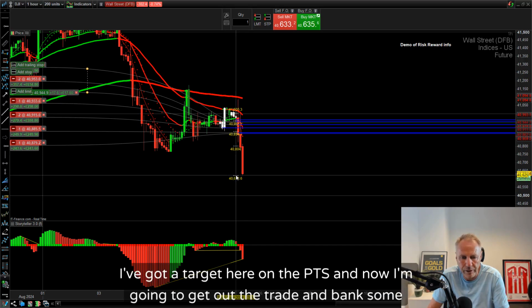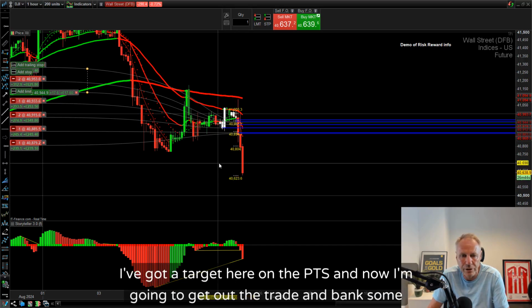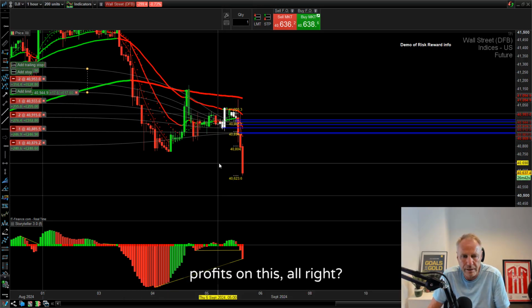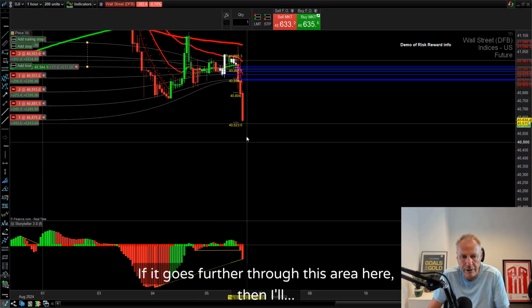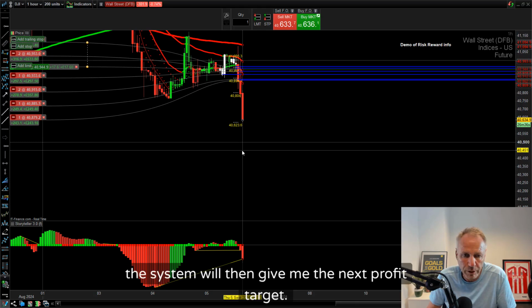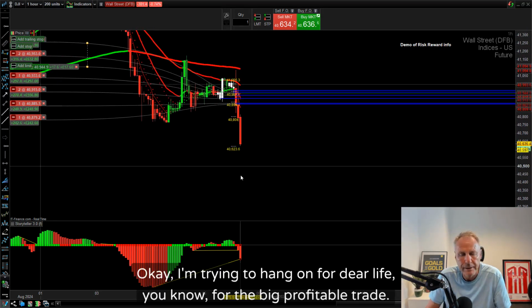I've got a target here on the PTS. Now I'm going to get out of the trade and bank some profits on this, and bring my stops down and manage the trade. If it goes further through this area here, then the system will give me the next profit target. I'm trying to hang on for dear life for the big profitable trade.